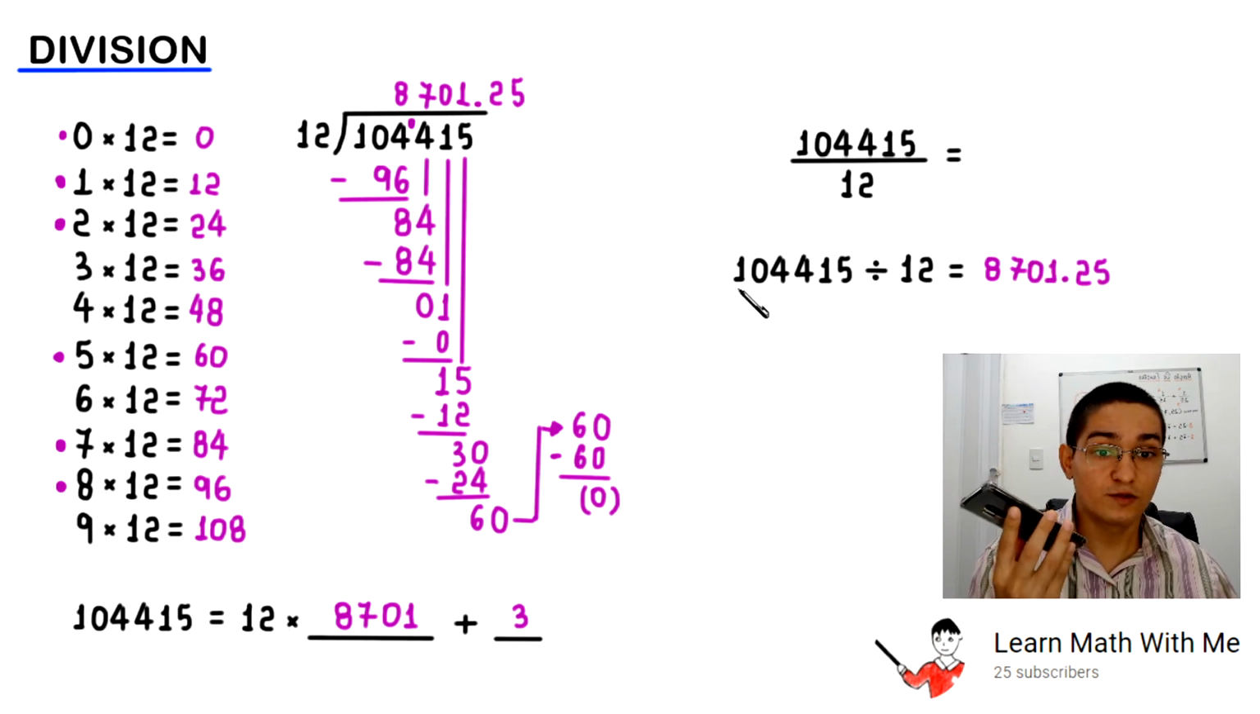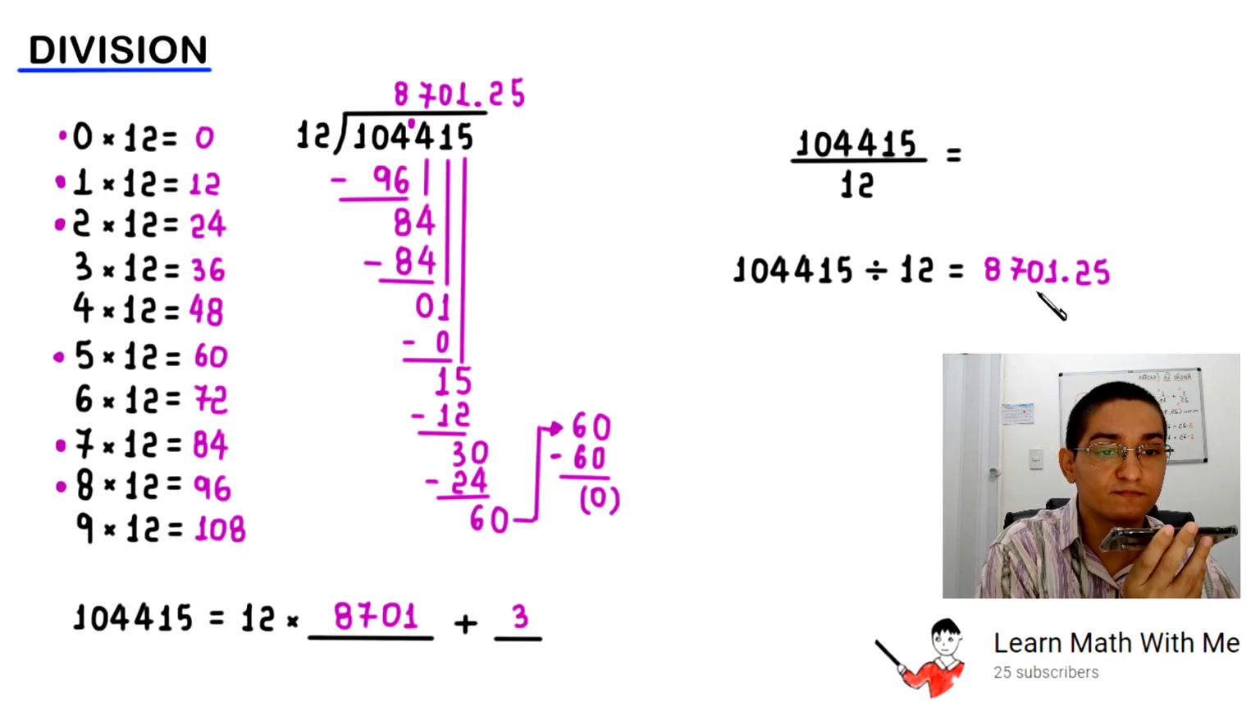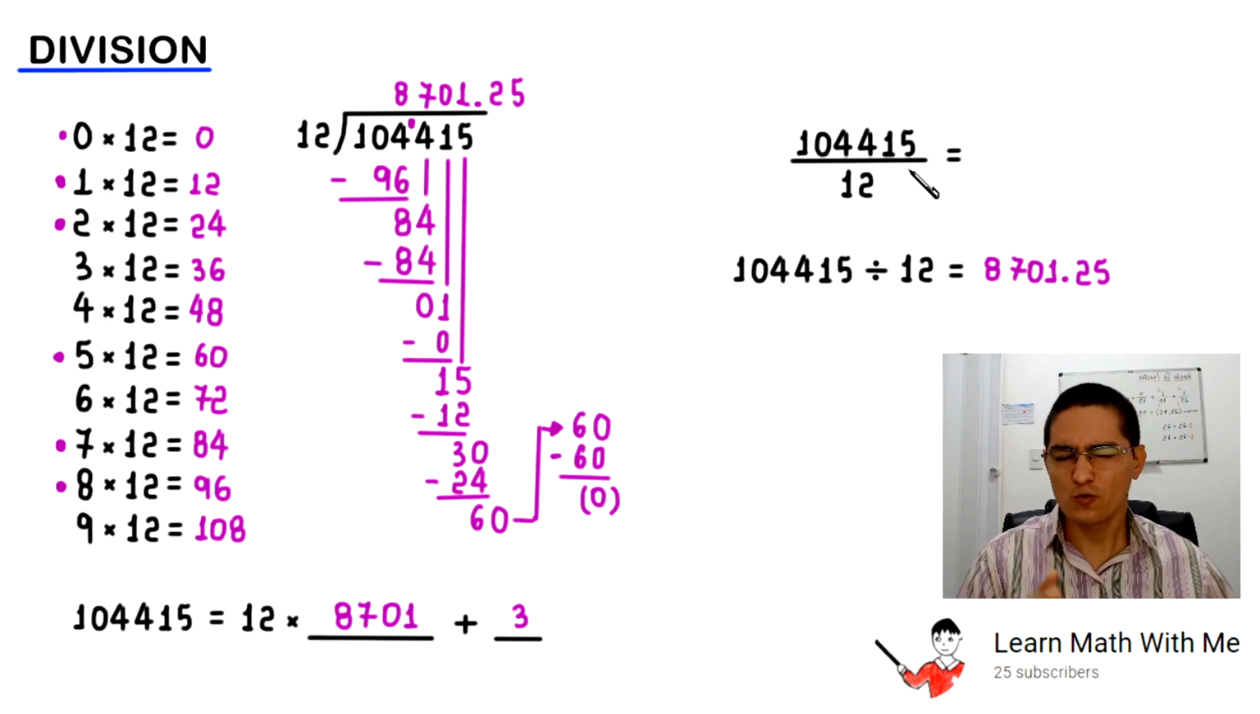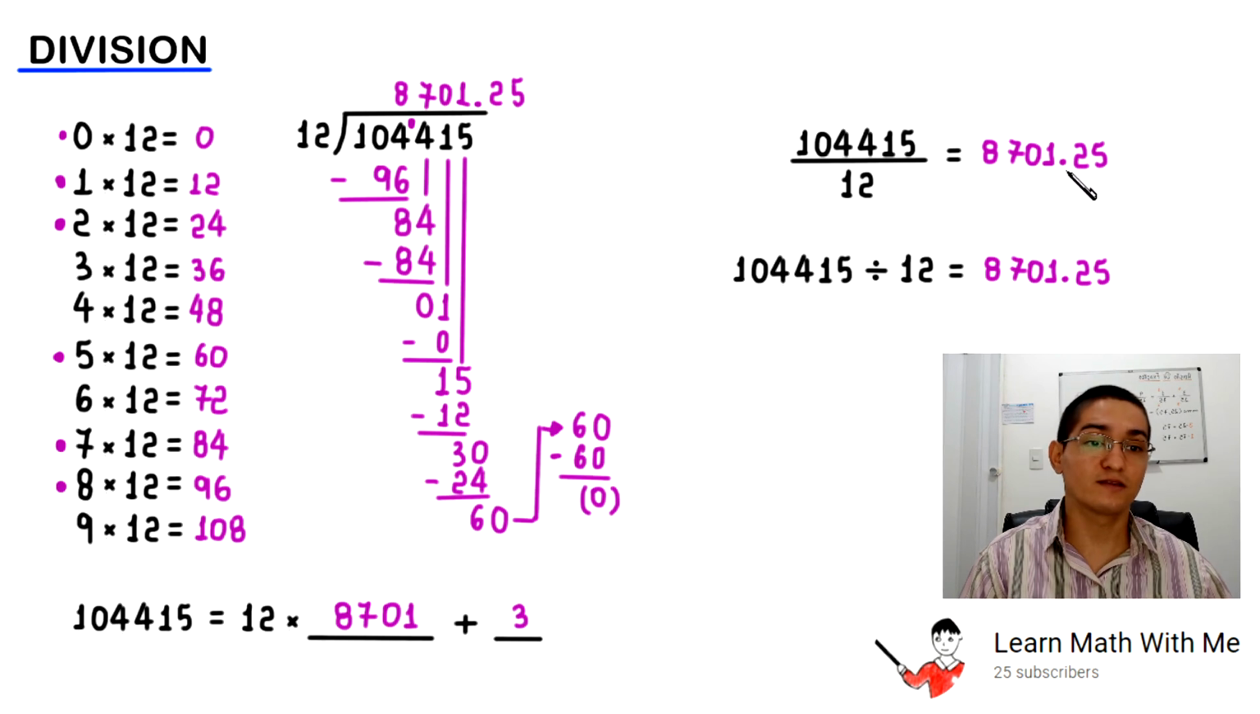8,701.25. What is 104,415 divided by 12? The answer is 8,701.25. We got it! We can use a fraction to represent the exact quotient of a division this way. For instance, 104,415 over 12 equals 8,701.25. For instance, if you want to divide $104,415 equally among 12 people, each one will receive $8,701.25.